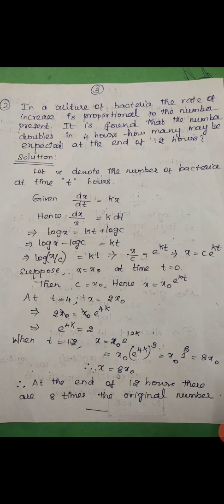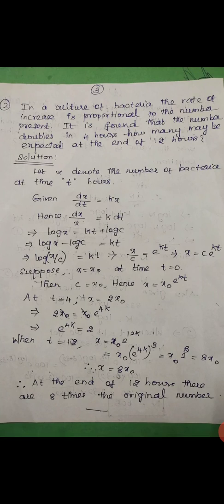Automatically t is equal to 4, the time it doubles, which is 4 hours. Therefore, x is equal to 2x naught and t is equal to 4. I substitute these values in the above equation. In the above, we get t equal to 4, and at the same time I substitute x equal to 2x naught. Therefore, 2x naught is equal to x naught into e power 4k. Okay, x naught is cancelling. We get e power 4k is equal to 2.